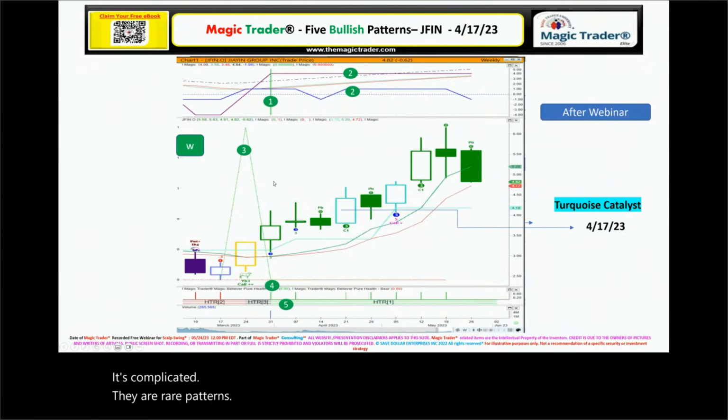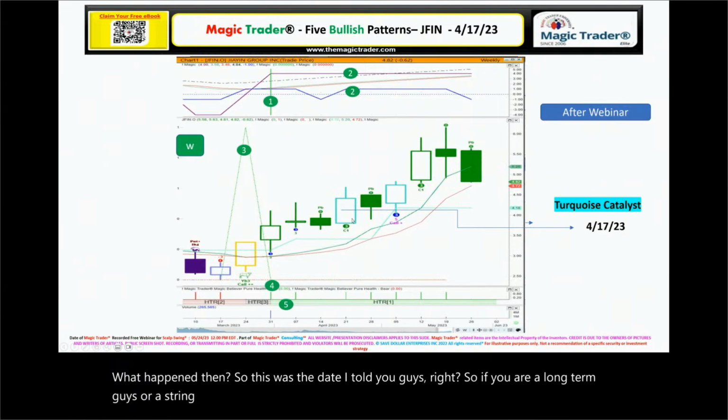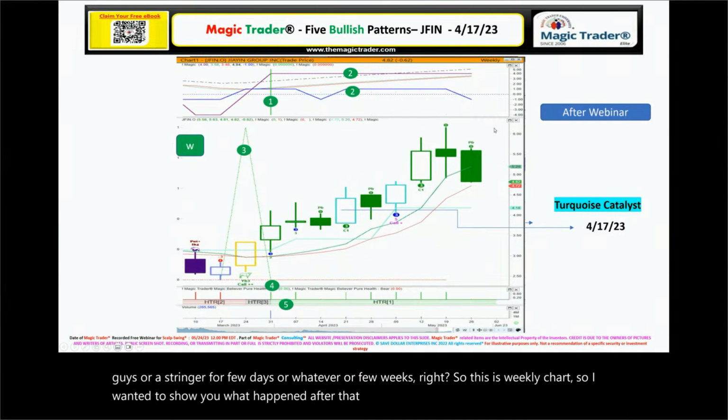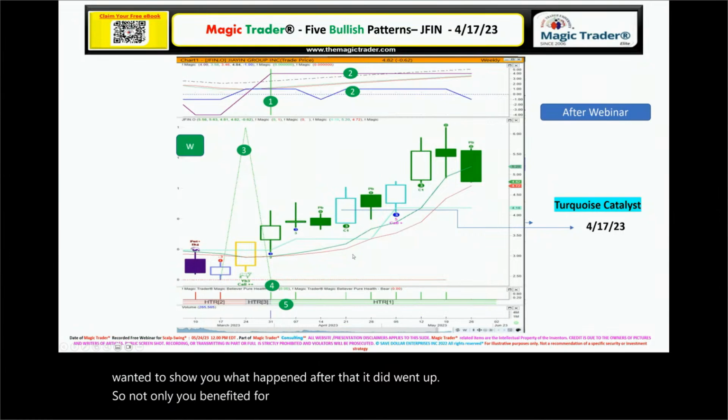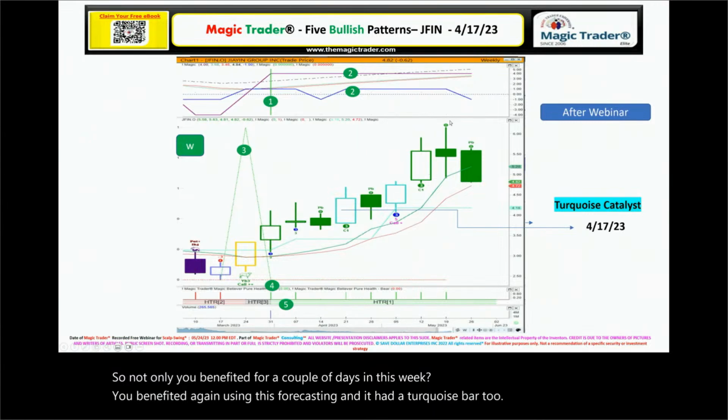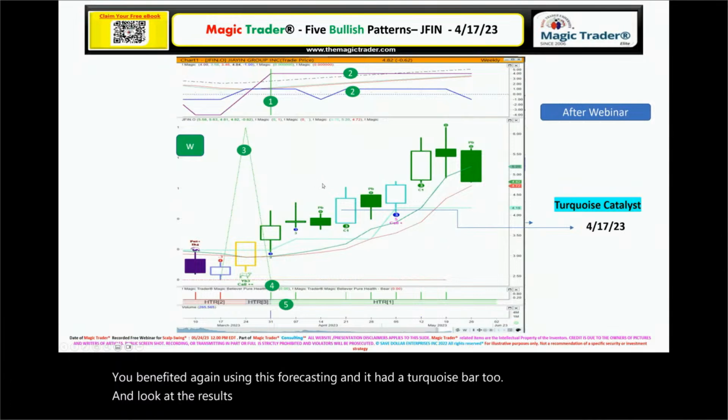Okay, so now what happened then? So this was the date I told you guys, right? So if you're a long-term guy or a swing trader for a few days or a few weeks, right? So this is the weekly chart. I wanted to show you what happened after that. It did go up. So not only did you benefit for a couple of days in this week, you benefited again using this forecasting. And it had a turquoise bar too. And look at the results. So you made money here, use that to get in here, right?